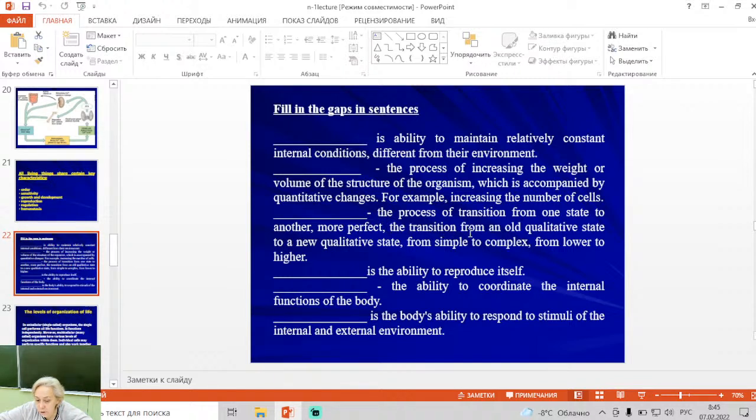The process of transition from one state to another more perfect, the transition from an old qualitative state to a new qualitative state, from simple to complex, from lower to higher. It's development. The ability to reproduce itself.